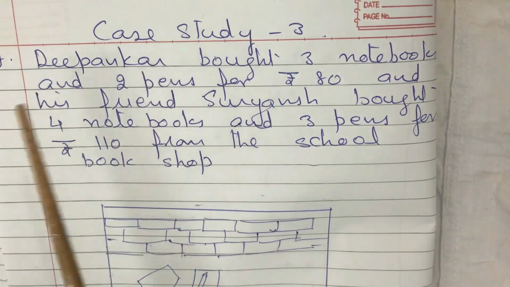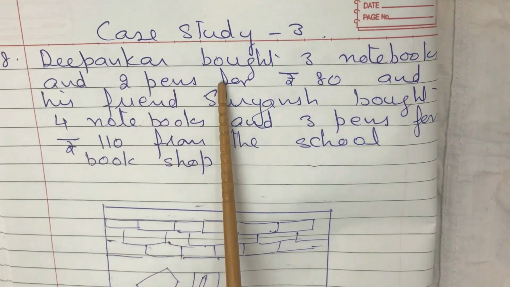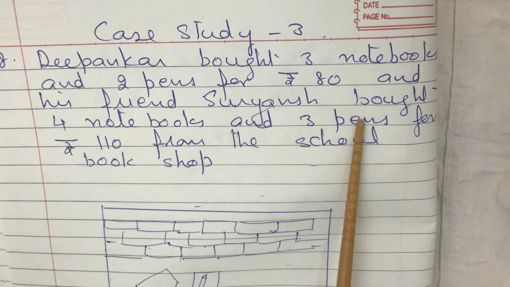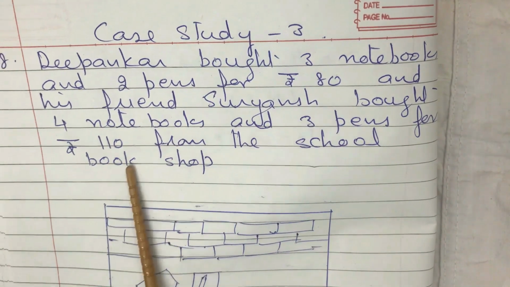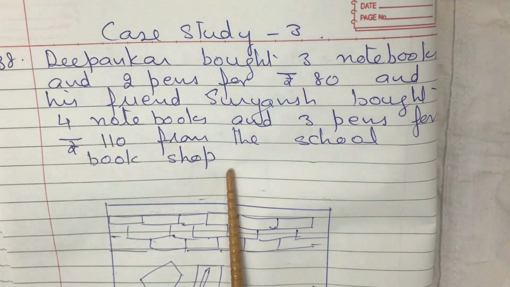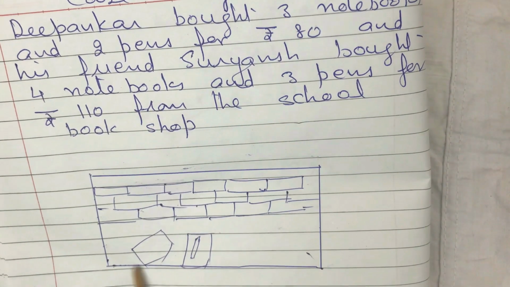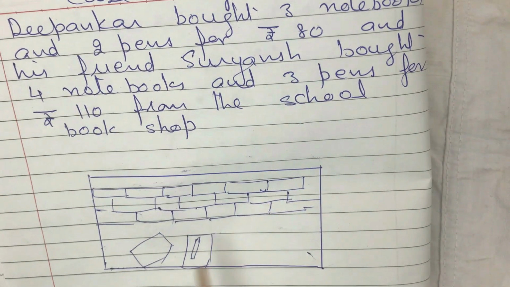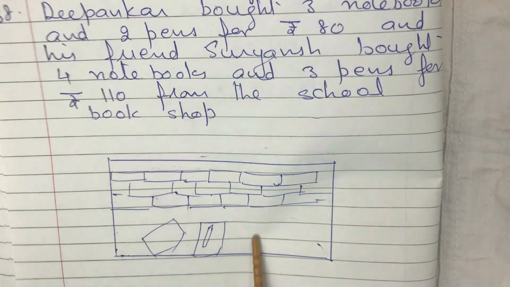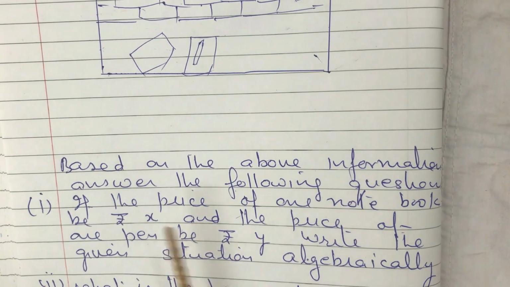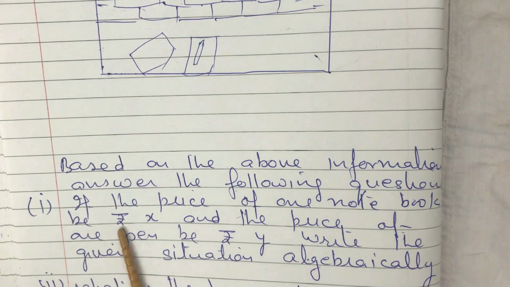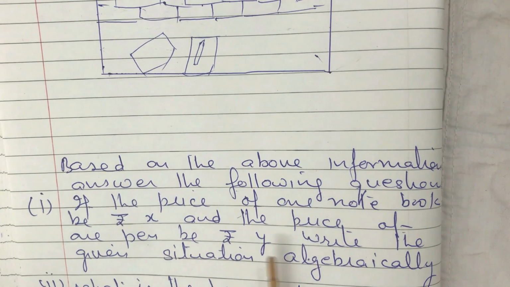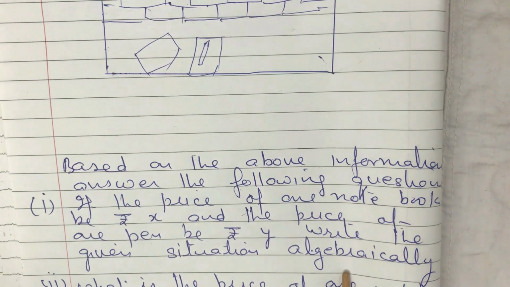Now case study 3, 38th question. Dipankar bought 3 notebooks and 2 pens for rupees 80, and his friend Suryansh bought 4 notebooks and 3 pens for rupees 110 from the school bookshop. Now they have shown this figure here. These are books, this is paper, there is one pen here. This sort of picture is there in the question paper. Based on the above information, answer the following questions. First is, if the price of one notebook be rupees X and the price of one pen be rupees Y, write the given situation algebraically.